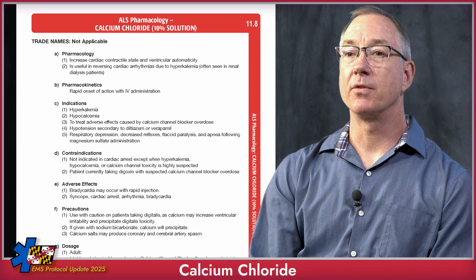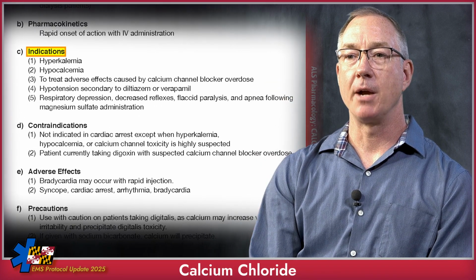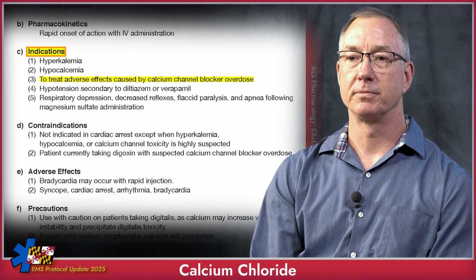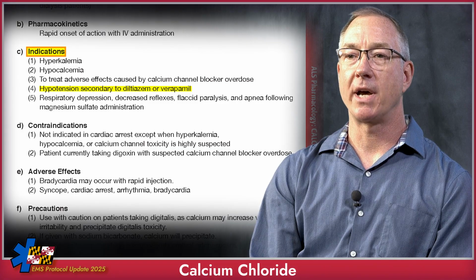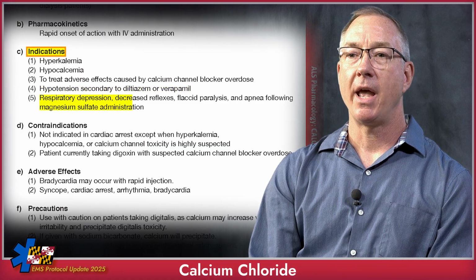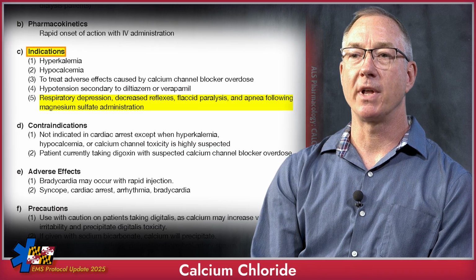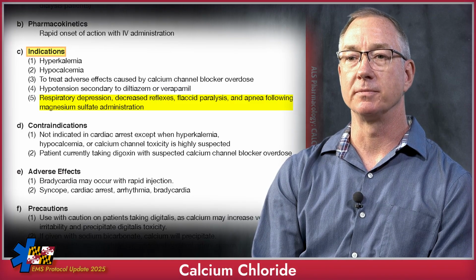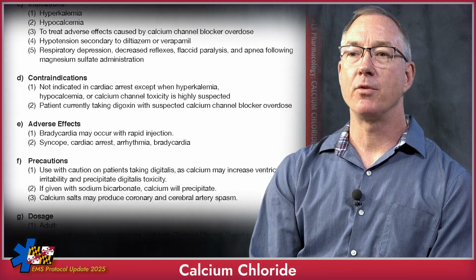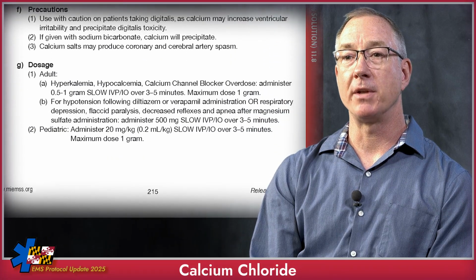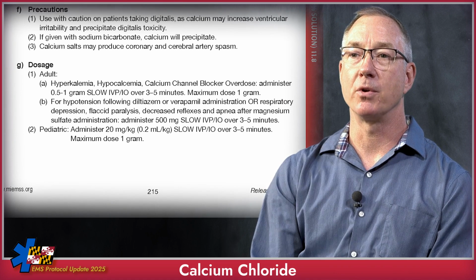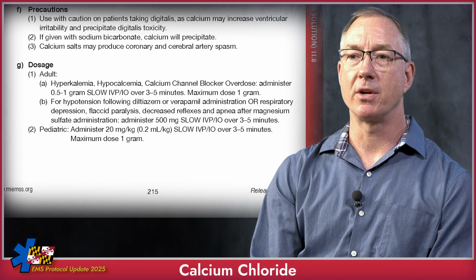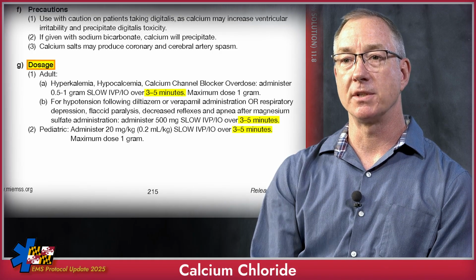Calcium chloride is used to treat a variety of conditions. Indications include hyperkalemia, hypocalcemia, calcium channel blocker overdose, hypotension secondary to diltiazem or verapamil administration, and respiratory depression, decreased reflexes, flaccid paralysis, and apnea secondary to magnesium sulfate administration. In the past, the rate of administration as well as the dose varied depending on the indication. In the 2025 protocols, you will still see slight variation in the dose, but the rate of administration was standardized to 3 to 5 minutes for consistency.